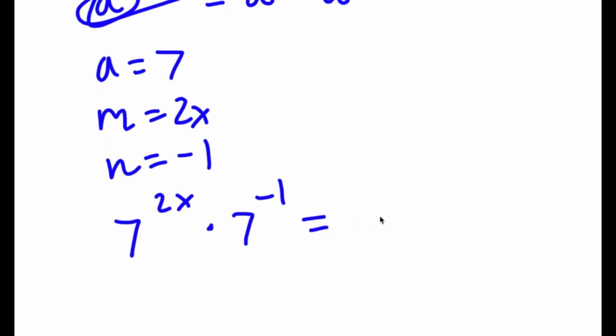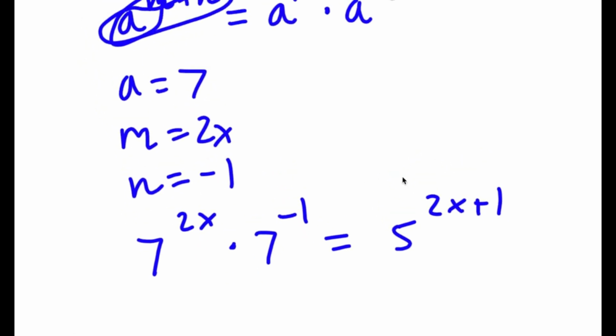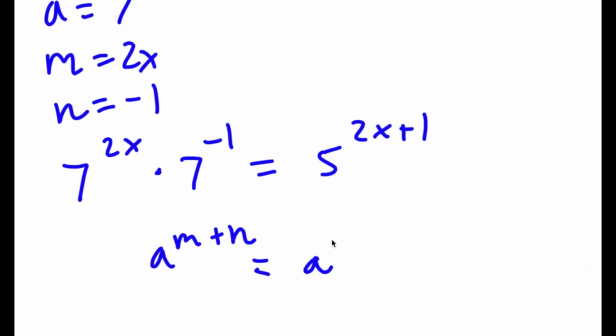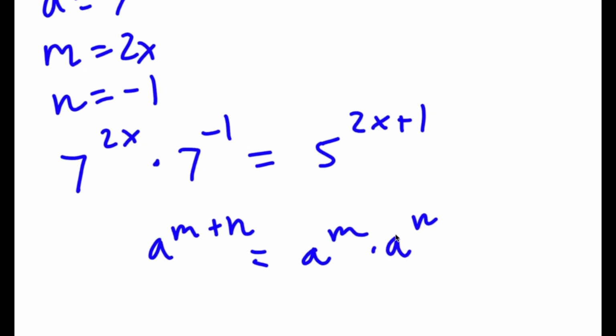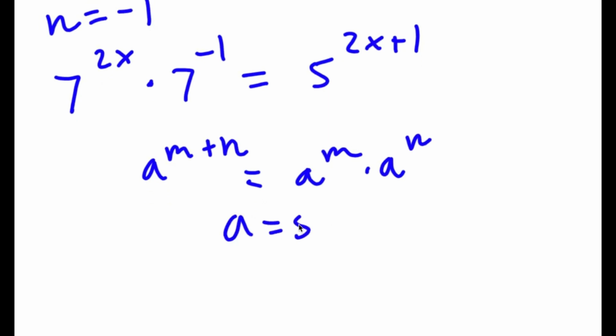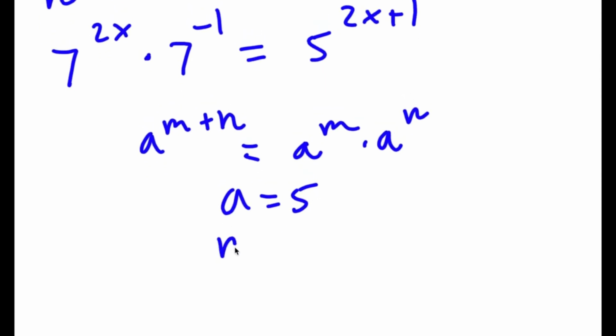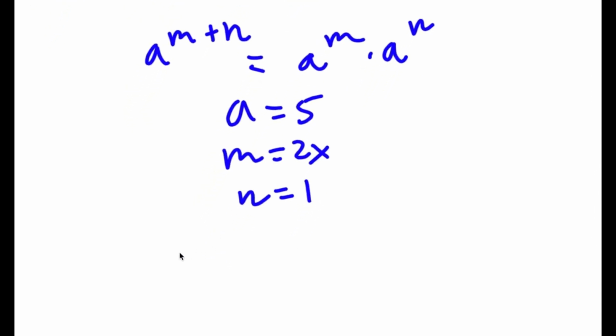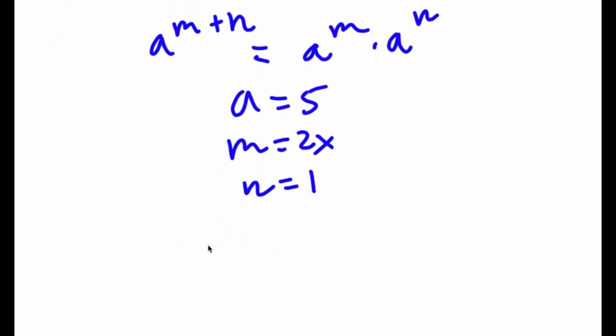Now this is equal to 5 to the power of 2x plus 1, and now I'm going to do the same thing with 5 to the power of 2x plus 1. So again, our property was a to the power of m plus n is equal to a to the power of m times a to the power of n. So in this case, a is equal to 5, m is equal to 2x, and n is equal to 1. So now I have a to the power of m, so 5 to the power of 2x times a to the power of n, so 5 to the power of n, which is 1.